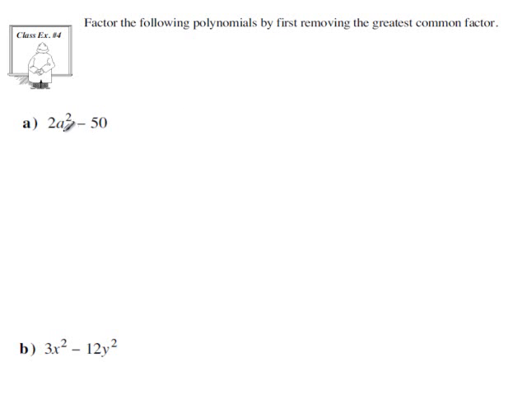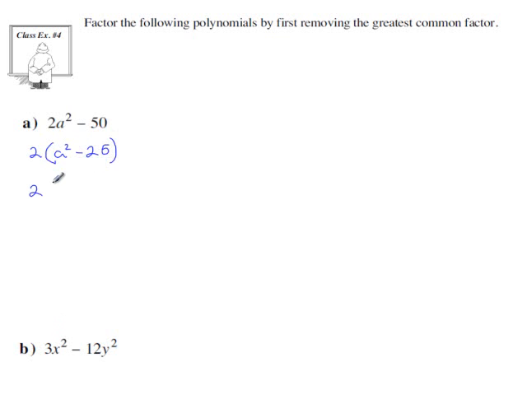Alright, if you're looking at this problem, 2a squared minus 50, right now that is not a difference of squares. But both of these terms are divisible by 2. So you can take out your common factor of 2, and then you'd get 2a squared divided by 2 is just a squared, and negative 50 divided by 2 is negative 25. So now inside the brackets, this is a difference of squares.